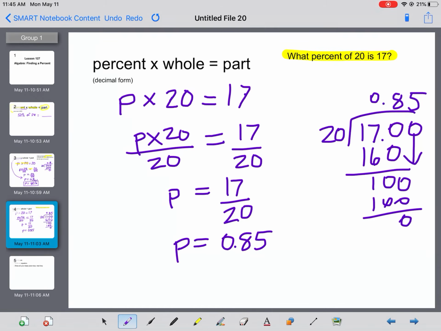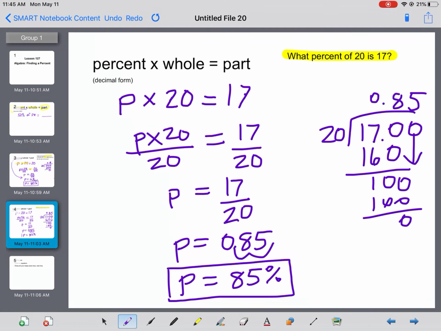But we're not done at the decimal form. We want to make it into a percent. So we bump that decimal. Our percent is 85% for your final answer. So as long as you set up your equation correctly with your percent as the missing number, the whole should be the larger number, the part should be the smaller number. Set that up, follow all of these algebra steps, and make sure you convert it to a percent at the end. You should be good to go for today.